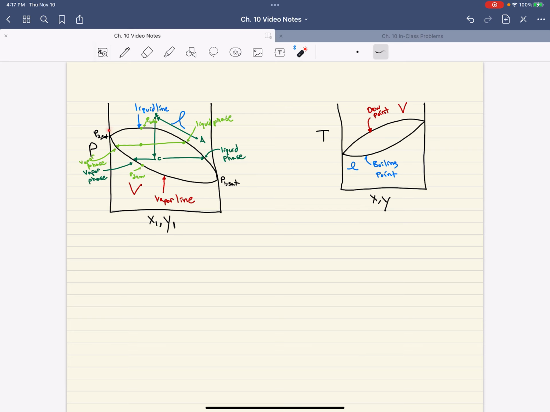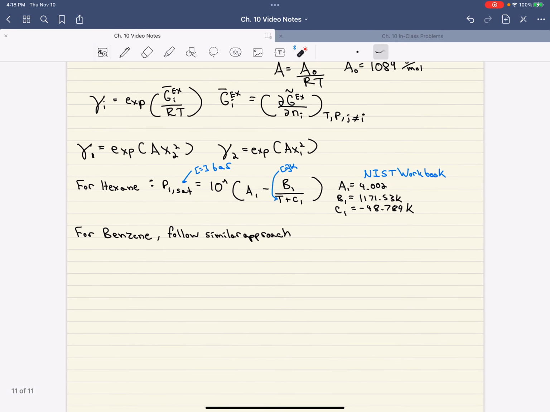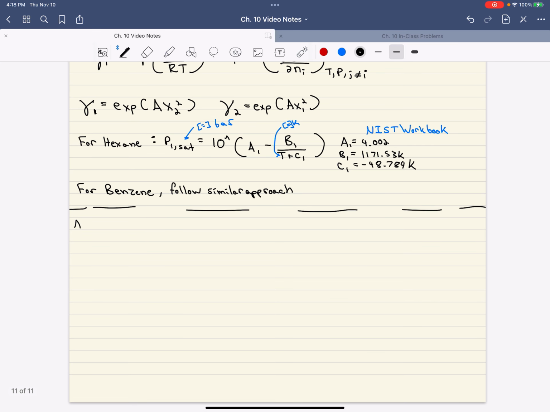If we go back to this drawing, it's the pressure at which the first bubble of vapor forms, or essentially, if we're at a particular composition, what pressure is going to correspond to that liquid line. Okay, so that's what we want to calculate. All right, so part A, what we want to calculate is the bubble pressure at a temperature of 30 degrees Celsius.